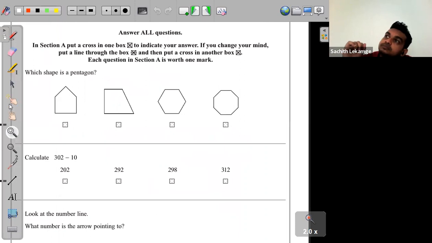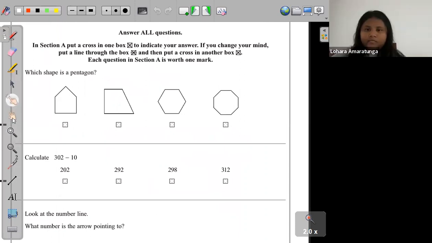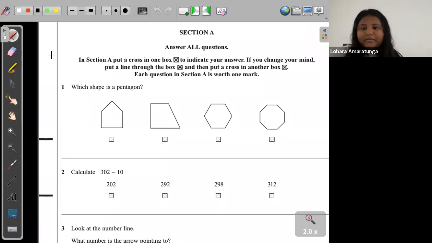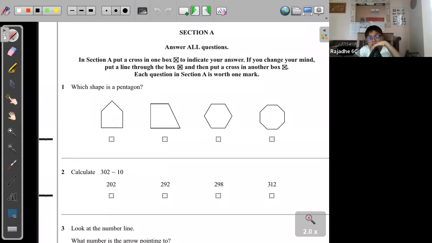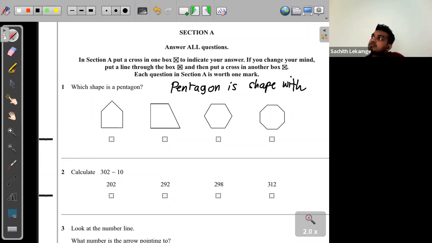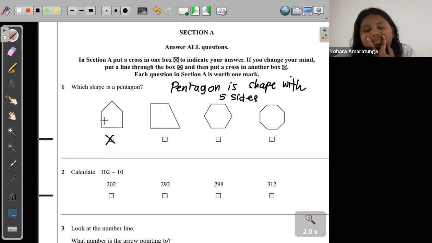I'm starting with the first question. Write down the paper that we are discussing, the 2012 paper today. First question. Which shape is a pentagon? What is a pentagon? A pentagon is a shape with five sides. This one should be the answer.